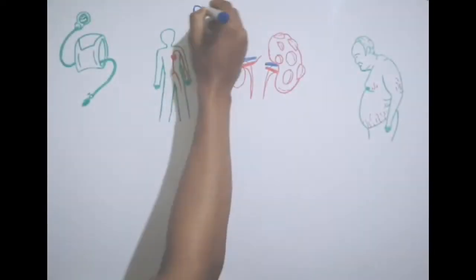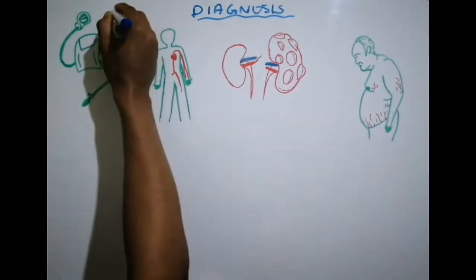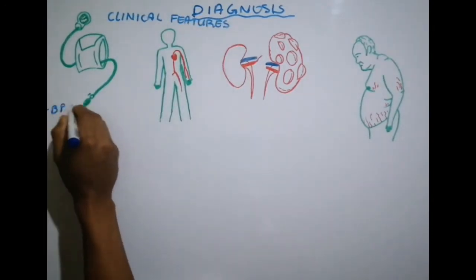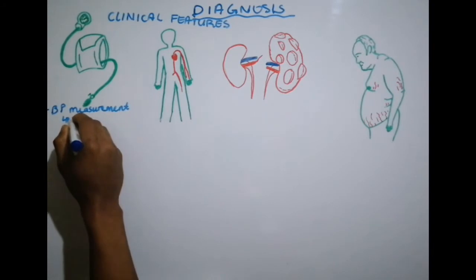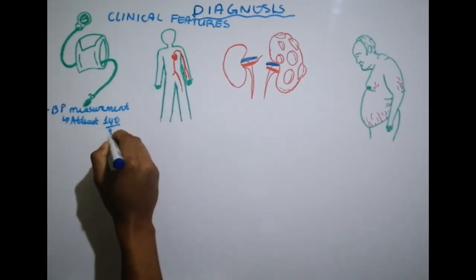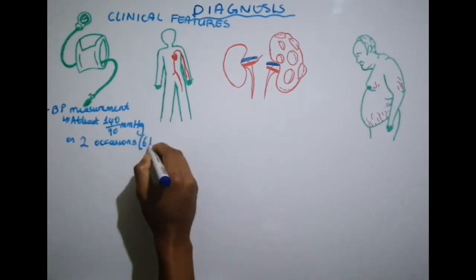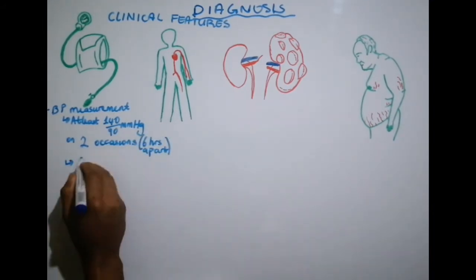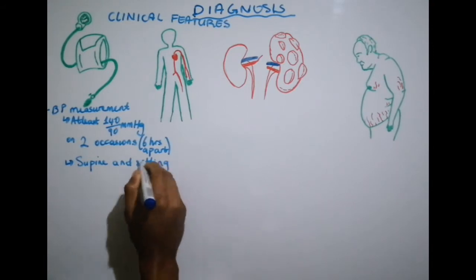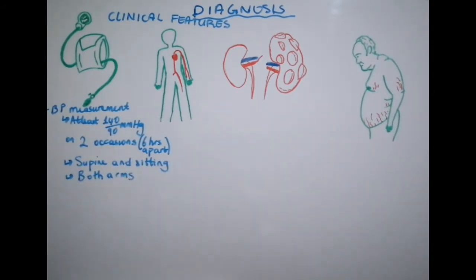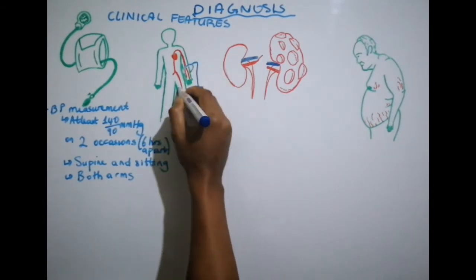When making the diagnosis of hypertension, we must consider the clinical features, most especially BP measurements, which is used to confirm the diagnosis. We need to take two BP measurements at least 6 hours apart. Consider taking a supine and sitting position and in both arms.